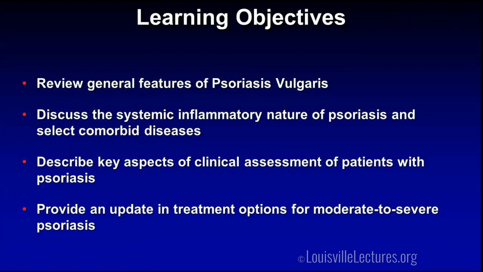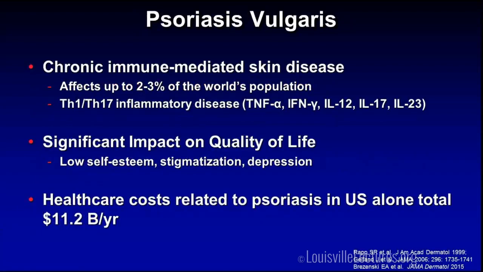Our learning objectives for this morning are to review the general features of Psoriasis Vulgaris, to discuss the systemic inflammatory nature of psoriasis, as well as some select comorbid diseases, to describe key aspects of the clinical assessment of patients with psoriasis, and then finally we'll end with an update in our treatment options for patients who have moderate to severe psoriasis. So let's begin by just reviewing some general features about psoriasis.